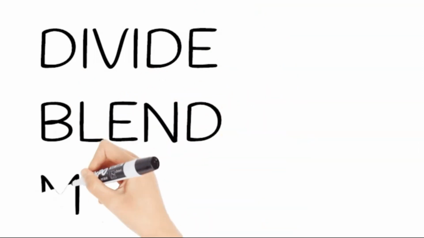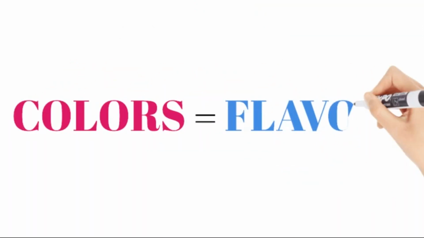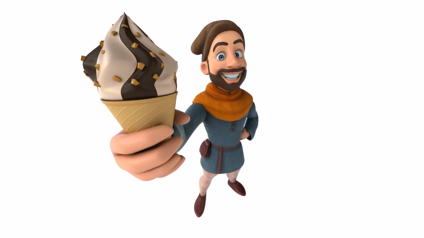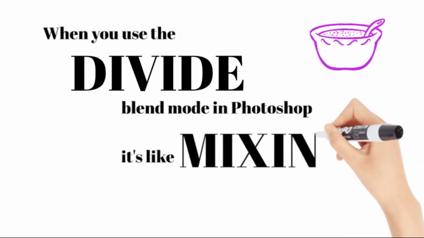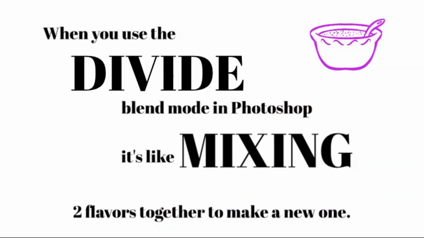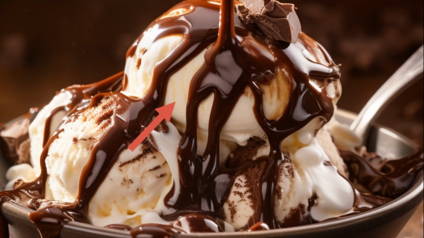Hi, the divide blend mode in Photoshop is like ice cream. Let's imagine colors are like different flavors of ice cream and topping. When you use the divide blend mode in Photoshop, it's like mixing two flavors together to make a new one. For example, if you mix vanilla or white ice cream and chocolate or brown topping using the divide blend mode, you get a different flavor.